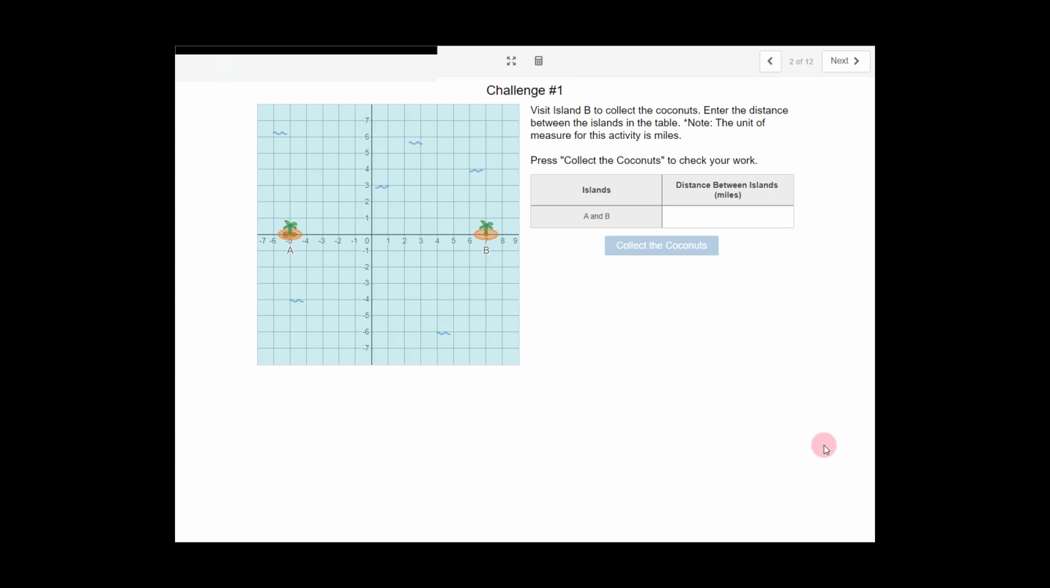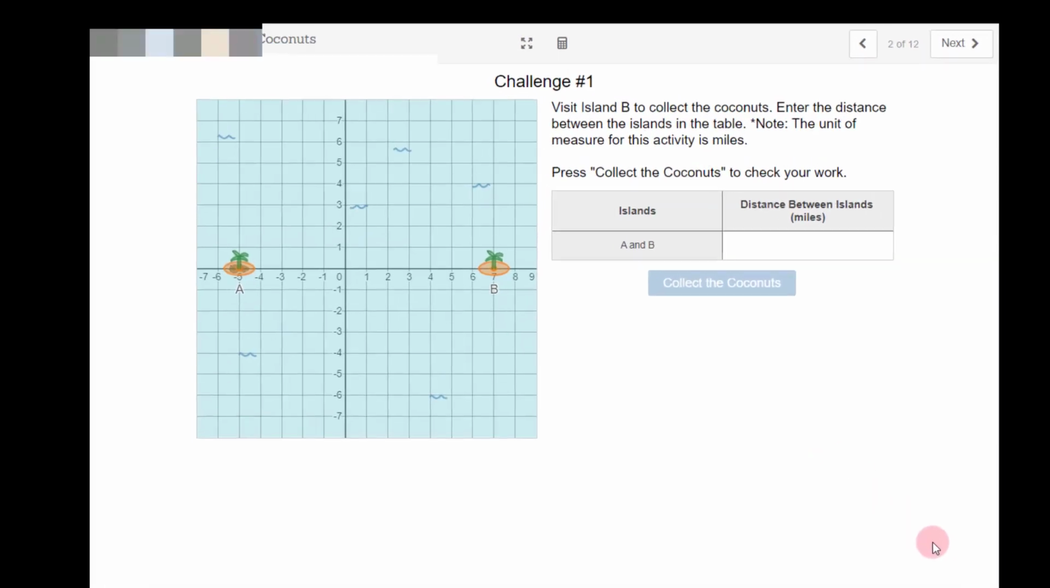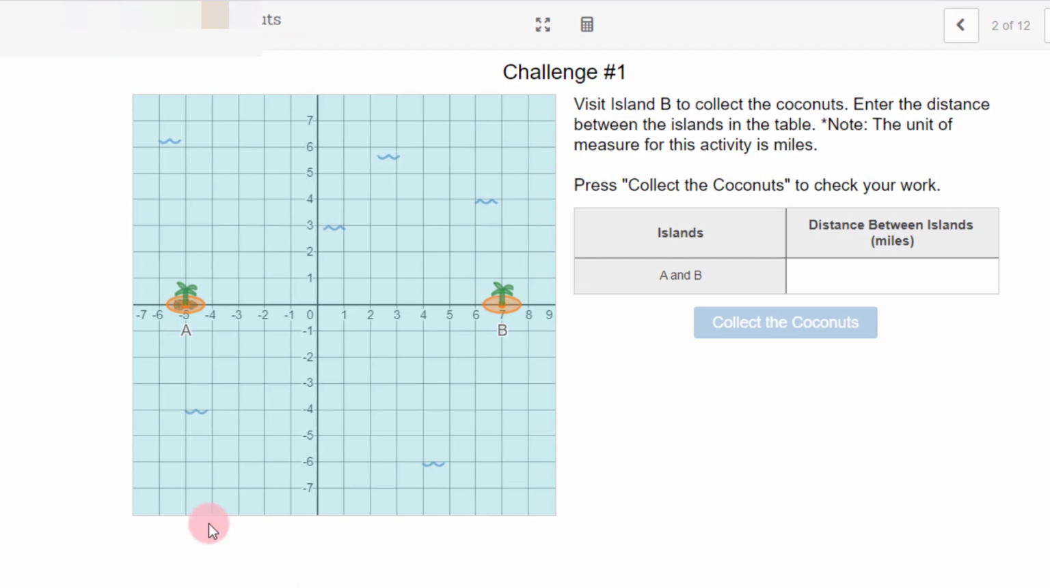Okay, so this brings us to the very first really exploratory activity, and it says, visit Island B to collect the coconuts. Enter the distance between the islands in the table. Note the unit of measure for this activity is miles. So here we have Island A, and here we have Island B. And I would ask the students, what do you think? How could I figure out how many miles apart these two islands are?